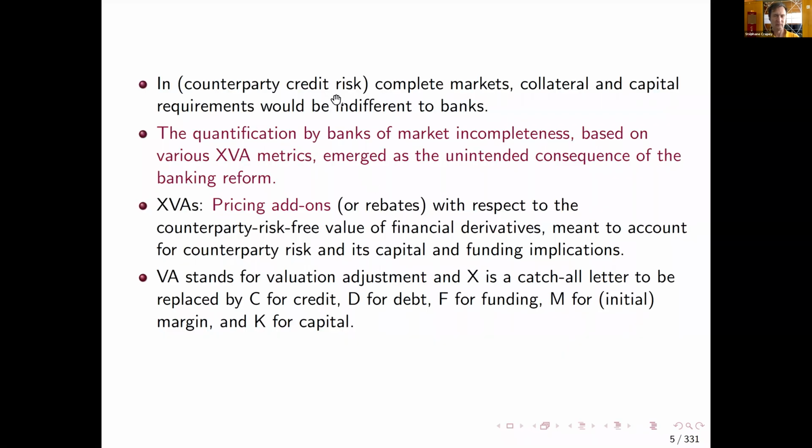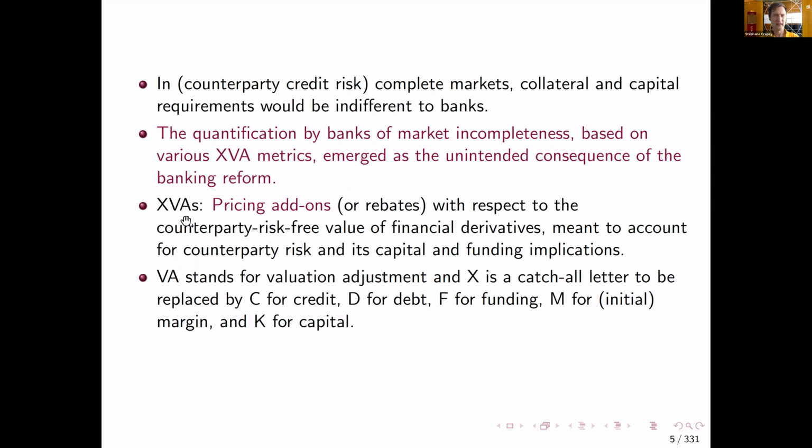So this regulatory evolution toward more collateral and more capital was devised as if, in a sense, banks would be indifferent to the cost of collateral and the cost of capital. And the quantification by banks of, the way we see it, counterparty credit risk incompleteness on the basis of various XVA metrics emerged as the unintended consequence of the banking reform.